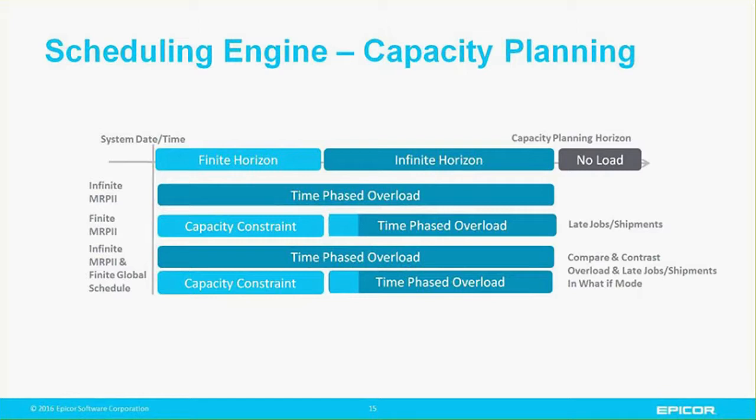Another approach to capacity planning is to run MRP2 infinitely, and then to run global rescheduling finitely in what-if mode. Global rescheduling reschedules all jobs based on the degree of expected lateness and priority sequence, and will provide a picture of the likely lateness that can be expected if additional capacity is not added to remove the overload position.